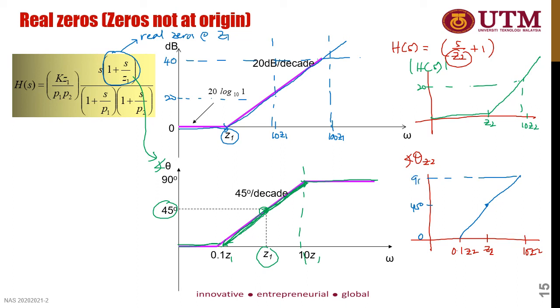So here is 90, so this is the next decade. This is the phase response for Z2, and don't forget to extend a constant value from the maximum 90 degrees onwards, and it will be 0 before the 0.1 Z2 decade.